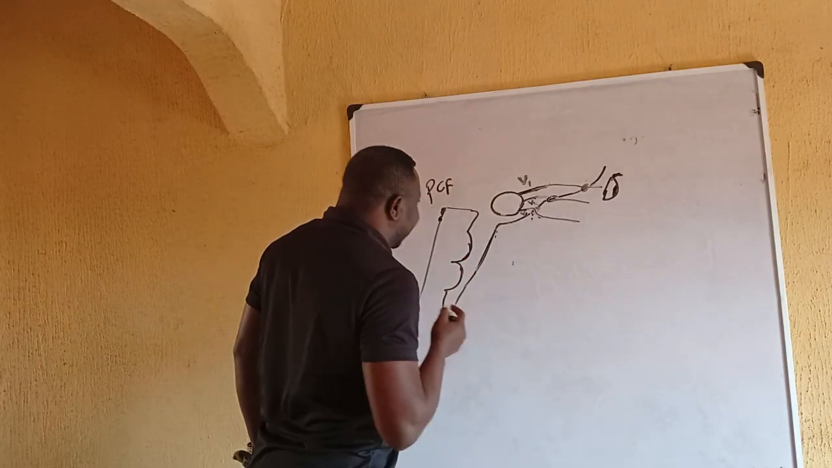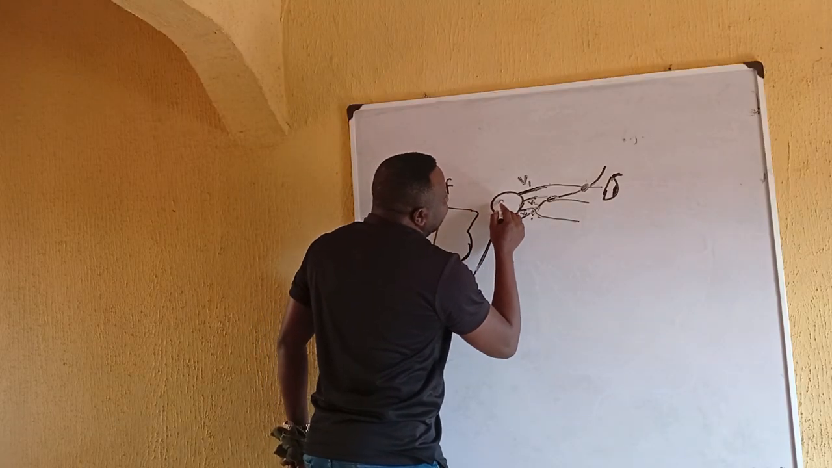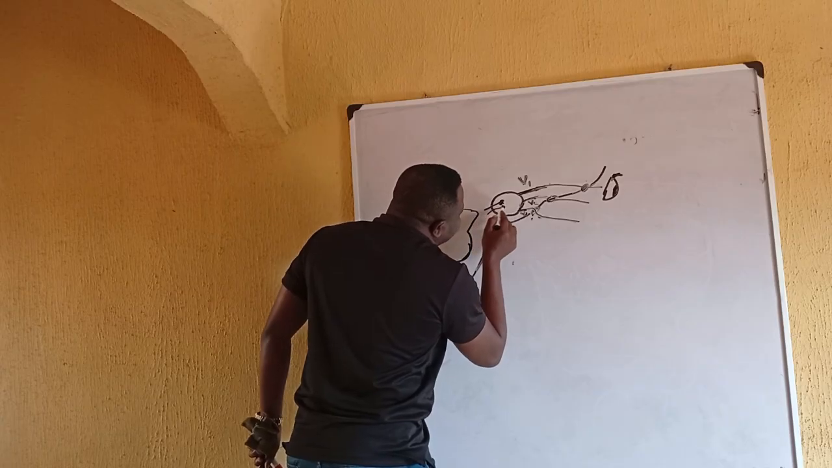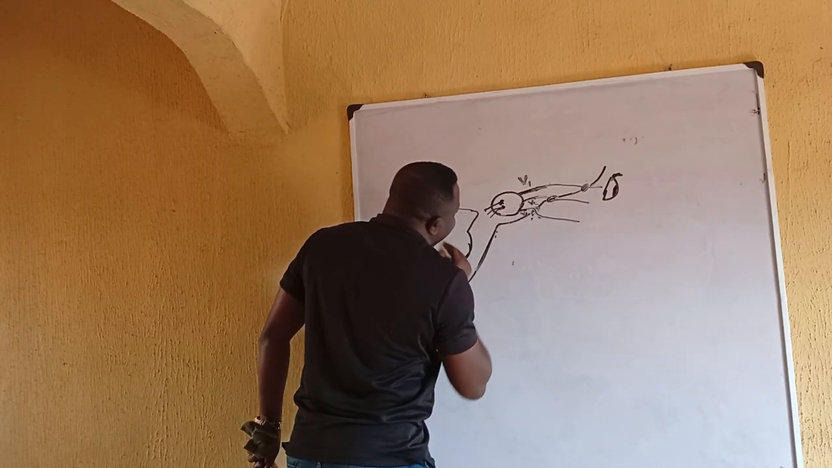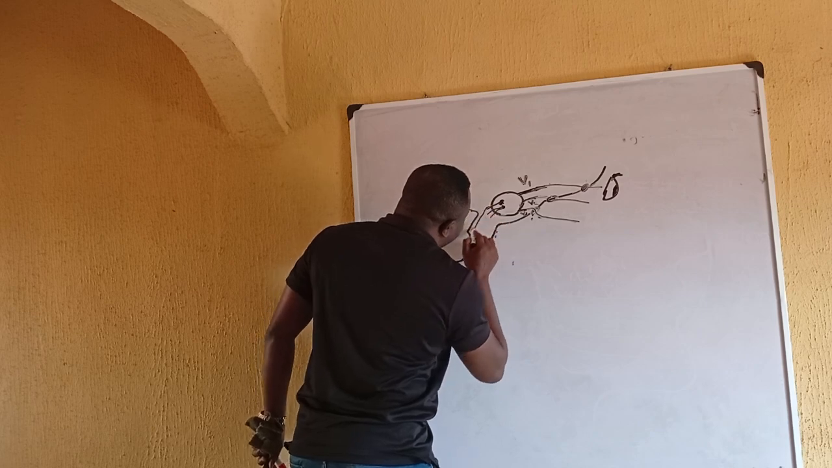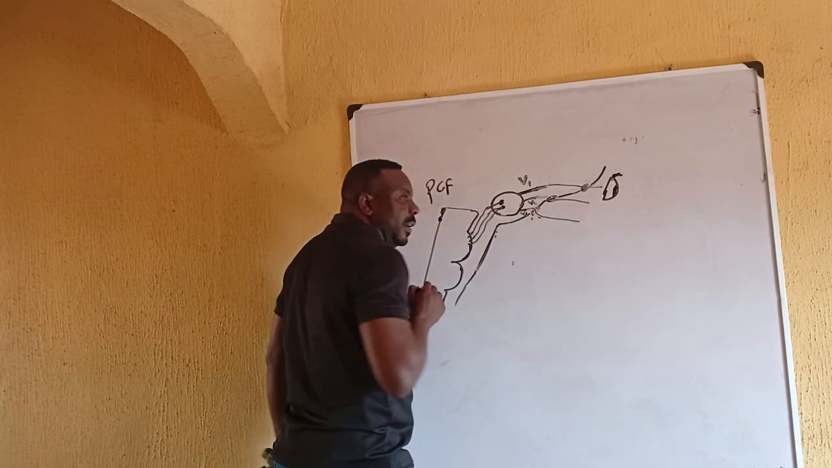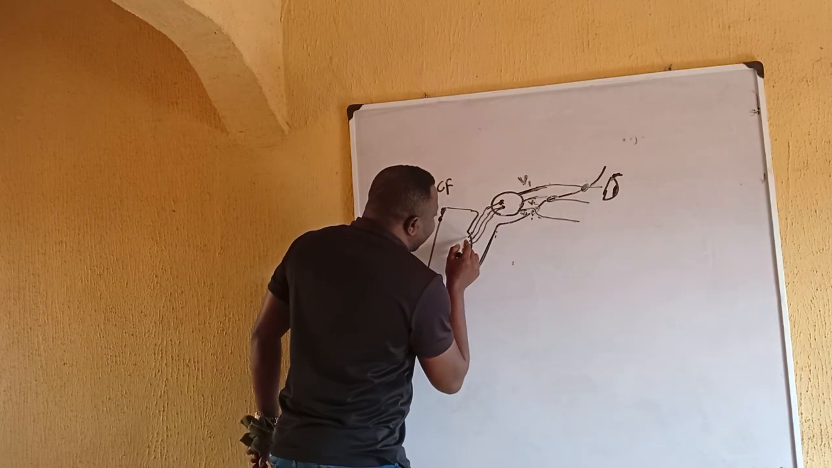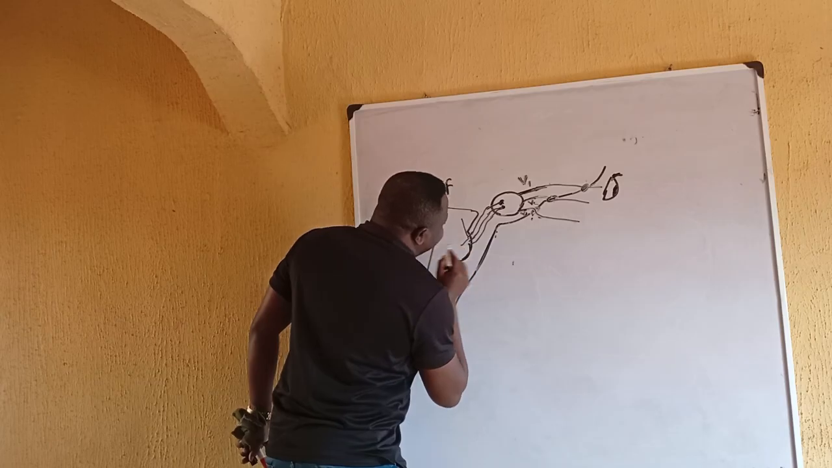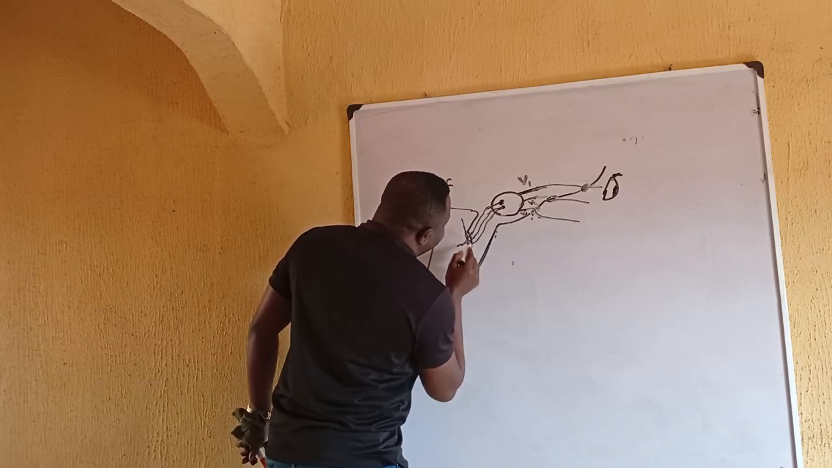Now the central processes of the neurons found in the trigeminal ganglion give out some rootlets or fibers that enter the pons. When it enters the pons, it divides into an ascending branch and a descending branch.